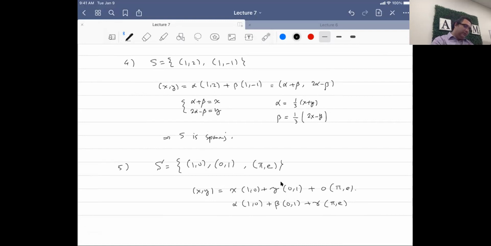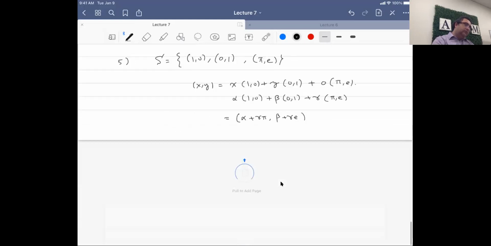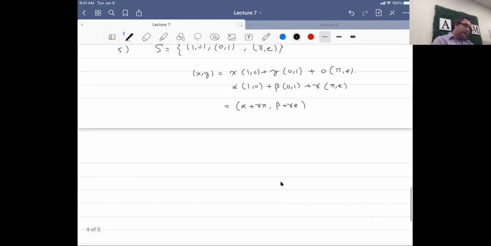So you see the system that we get is alpha plus gamma pi, and beta plus gamma e. And you want this to be equal to (x, y). So the system that you're trying to solve is alpha plus 0 beta plus pi gamma equals x.